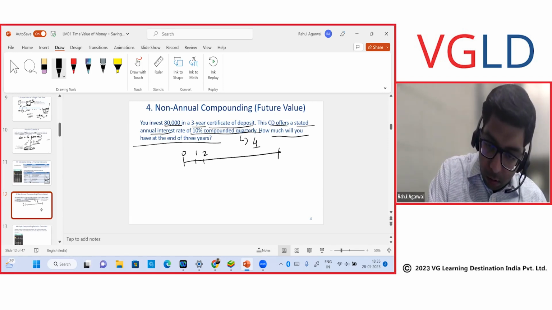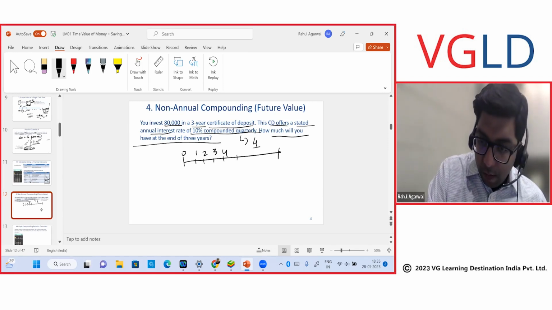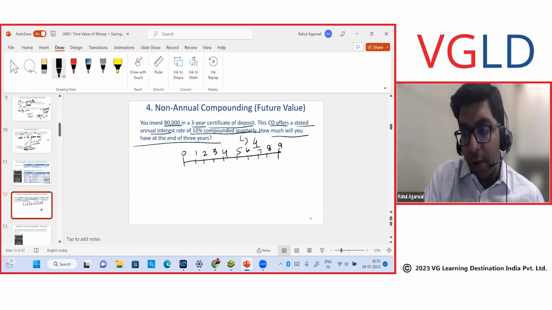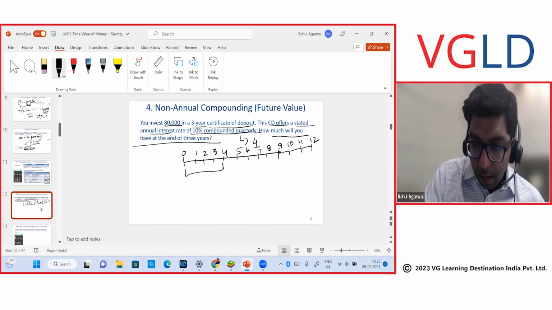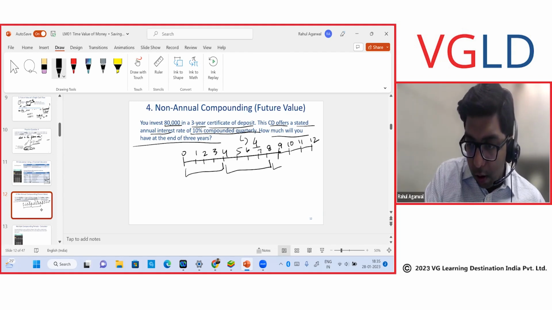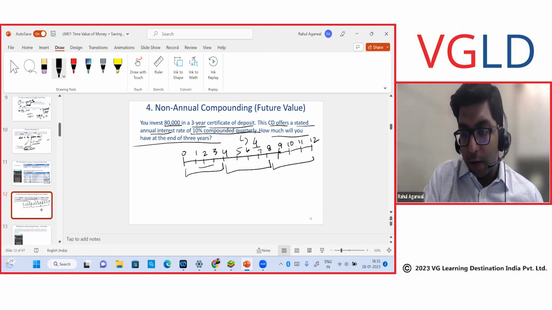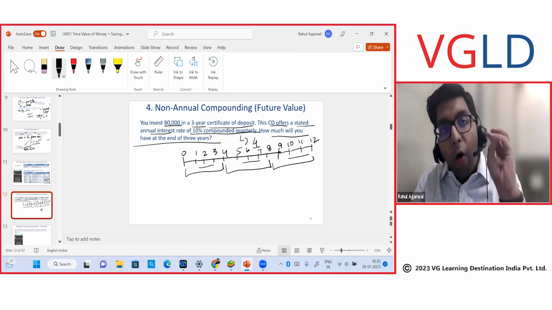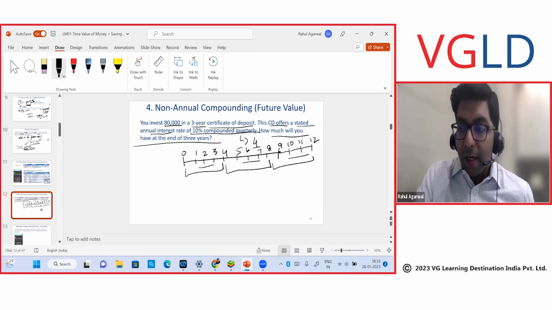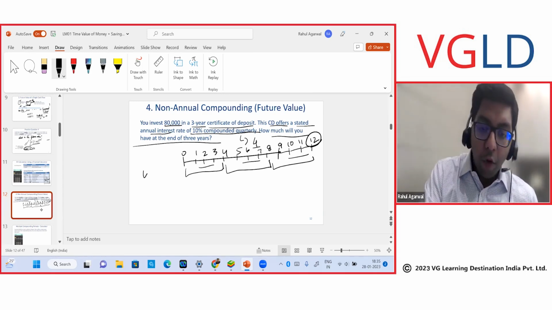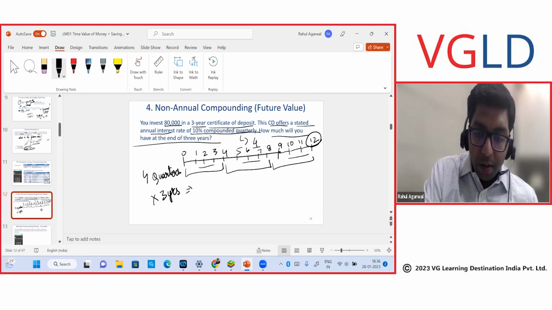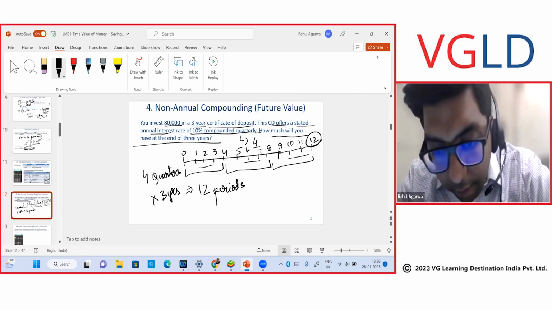0, 1, 2, 3, 4, 5, 6, 7, 8, 9, 10, 11, 12. So 3 years, how many quarters are there? 12 quarters. This is year 1, this is year 2, this is year 3. 4 quarters, 4 quarters, 4 quarters. So for how many periods are you earning interest? You are earning interest for 12 periods, right? Each year 4 quarters, so 4 quarters into 3 years is 12 periods. Everyone, am I clear? Yes, sir.